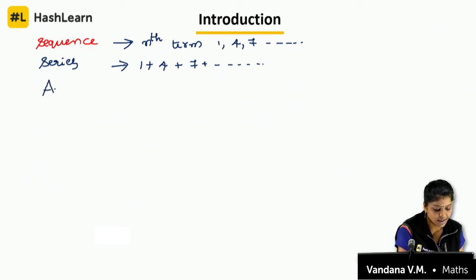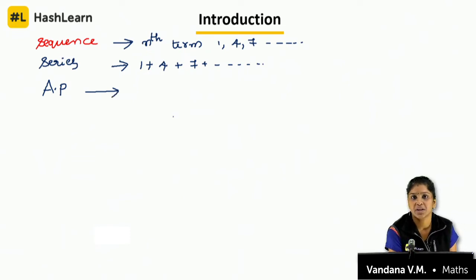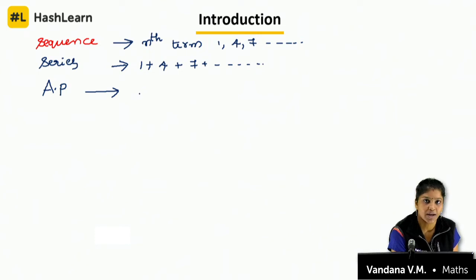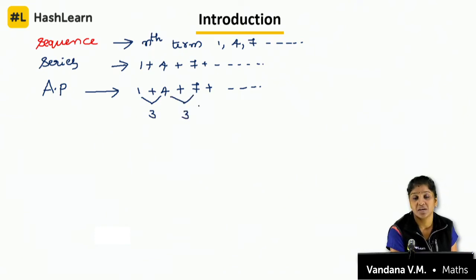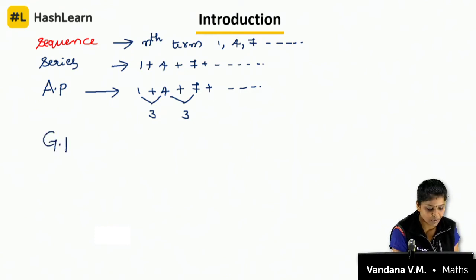Now, what is arithmetic progression? It follows a particular pattern. Which pattern does it have to follow? The common difference must be the same. Here the common difference is 3. Here the common difference is 3. So what pattern does it follow? Common difference. Now the geometric progression.